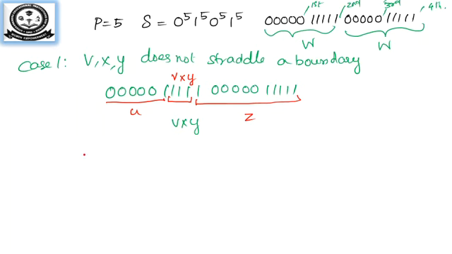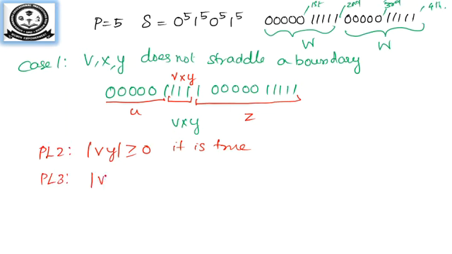What is the second condition of the pumping lemma? The length of vy should be greater than or equal to 1. Here it is greater, because v is 1 and y is 1, so the length of vy is greater than 1. It is true. So I will write pumping lemma condition 2 here. And the pumping lemma condition 3 is the length of vxy should be less than or equal to the pumping length. The pumping length is 5 and here the total length is 3. Hence it is also true.